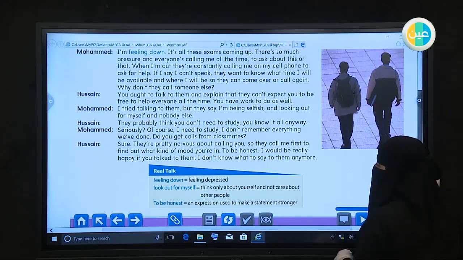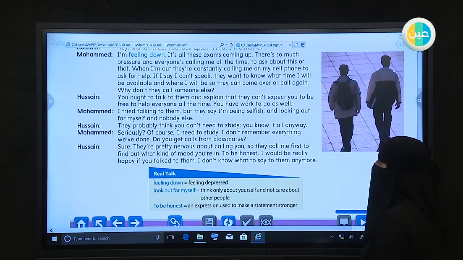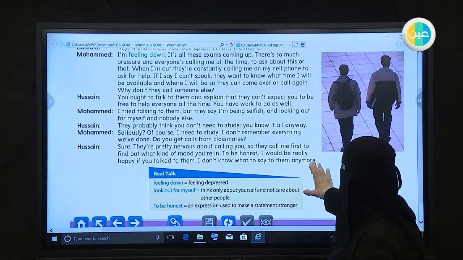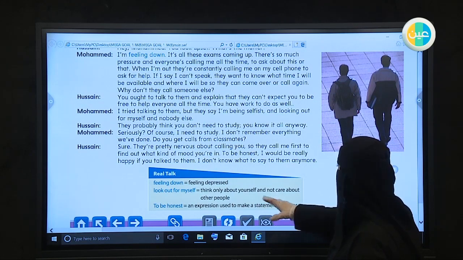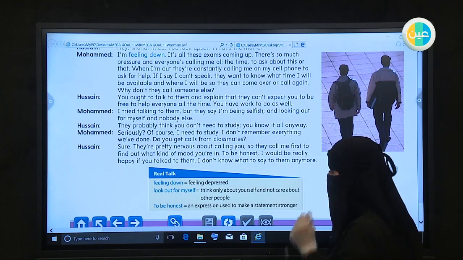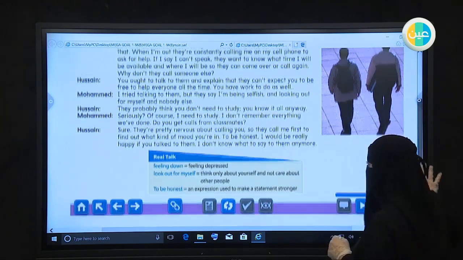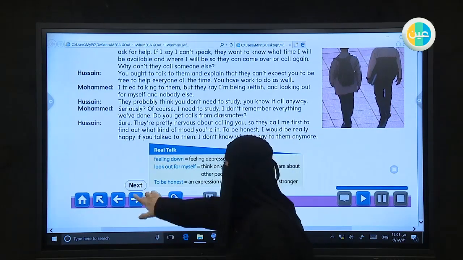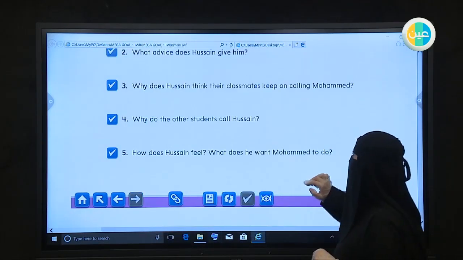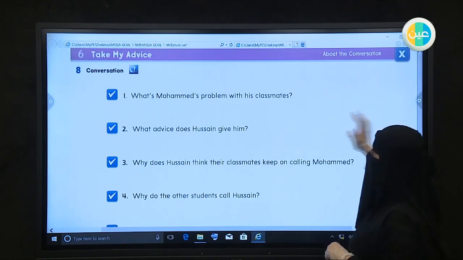The last one is to be honest. To be honest. What do you think that phrase means? It means an expression used to make a statement stronger. Okay? This is about our conversation today. Let me check the next step, what we have. Okay, let's go up.